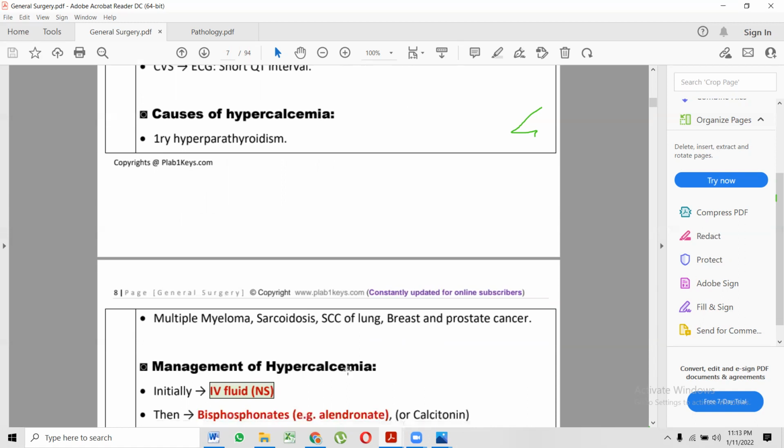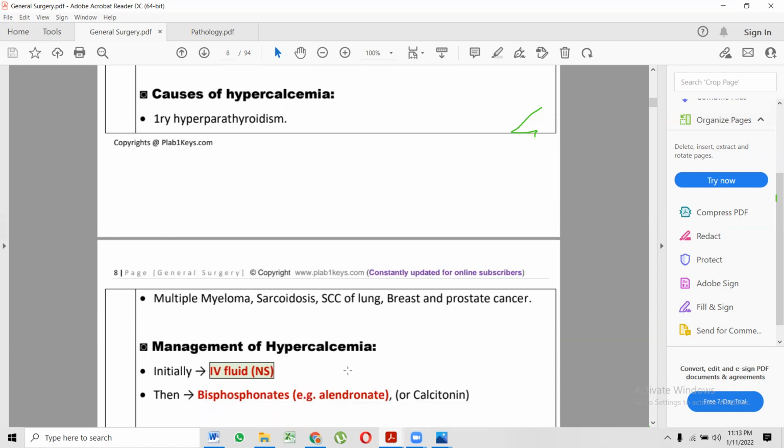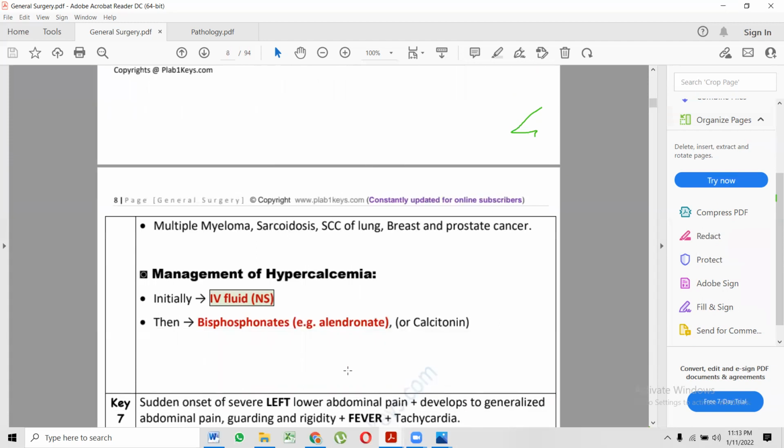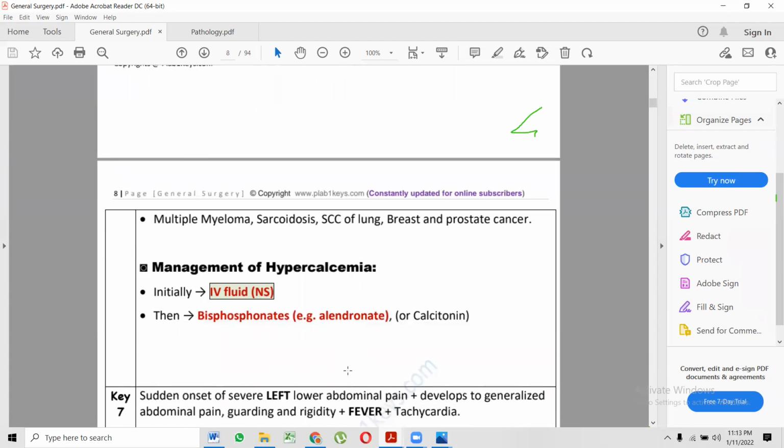Thank you. The initial management of hypercalcemia is IV fluids, and then the specific management is bisphosphonates. Remember that the mechanism of action of bisphosphonates is that they decrease the calcium resorption from the bones. The osteoclastic calcium resorption of the bones is decreased by the bisphosphonates. So initially IV fluid, and then we need to give bisphosphonates for the management of hypercalcemia.